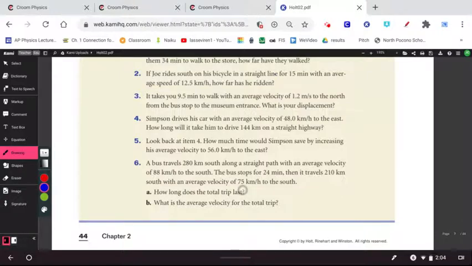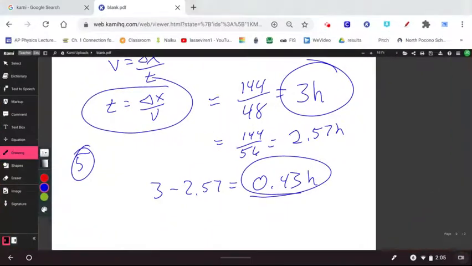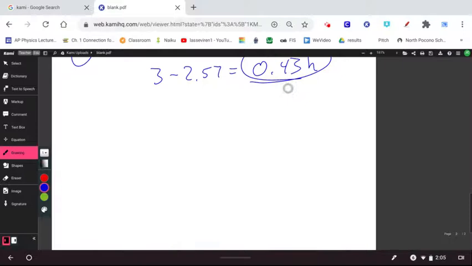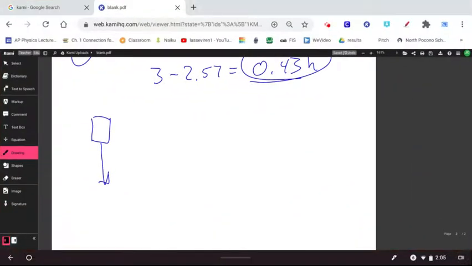And so to do this, we need to get some data down. I think a picture always helps here. So we have our bus. It's traveling south. It travels 280 kilometers south, 88 kilometers per hour. We do not know the time.